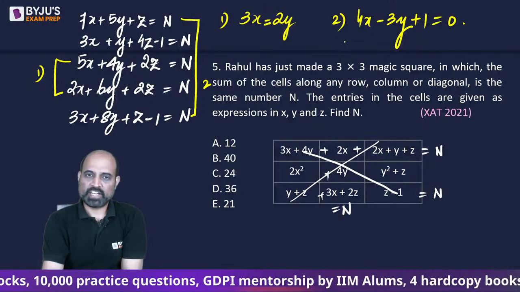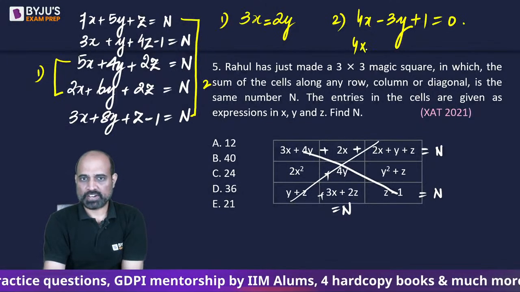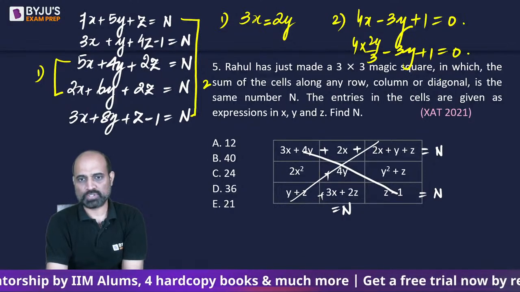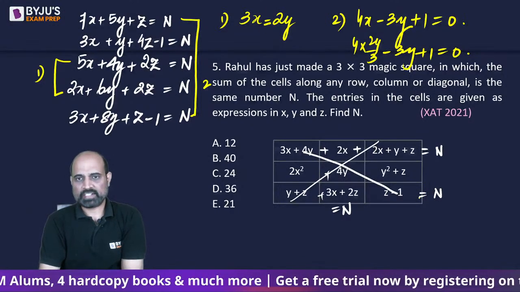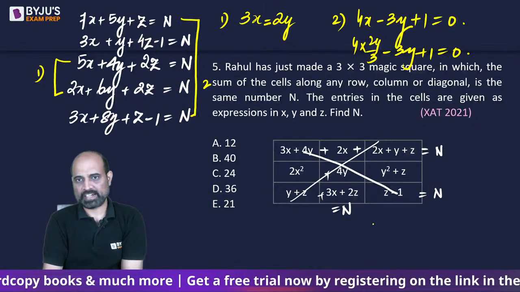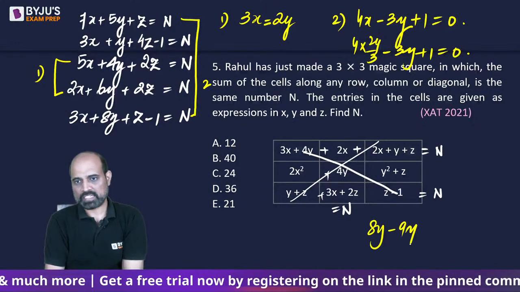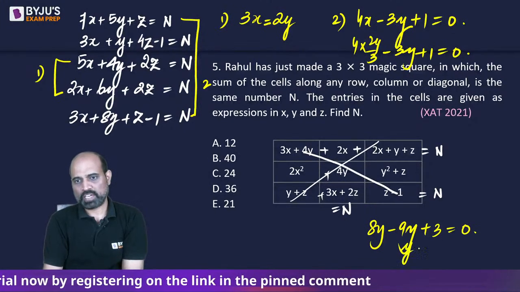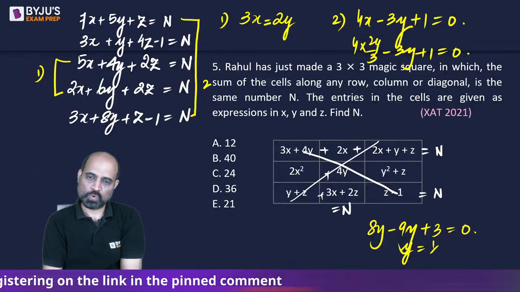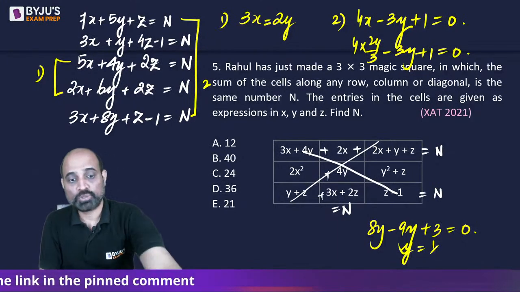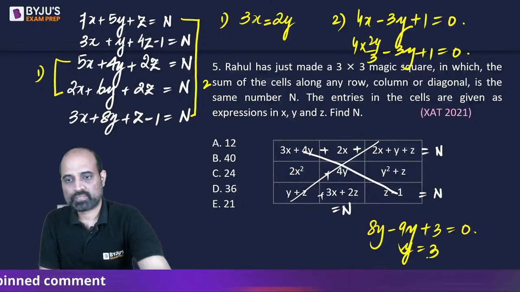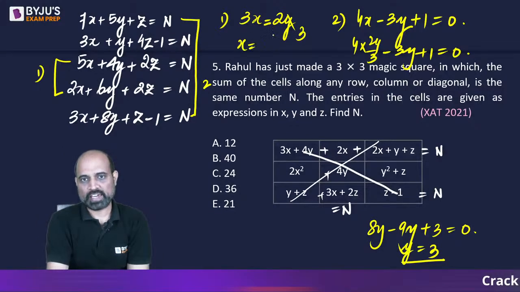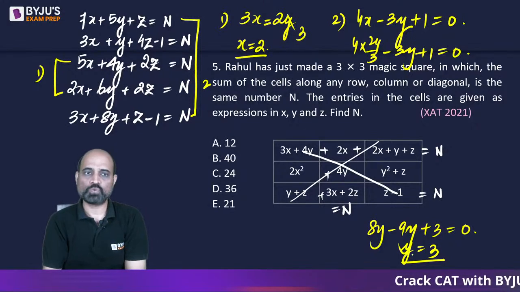So what we can do is, instead of x, we can write 2y upon 3 minus 3y plus 1 is equal to 0. And from here we will get 8y minus 9y plus 3 is equal to 0. And from here we will get y is equal to 3. The moment we get y is equal to 3, we will get the value of x is equal to 2. So x 2 y 3 हो गया.